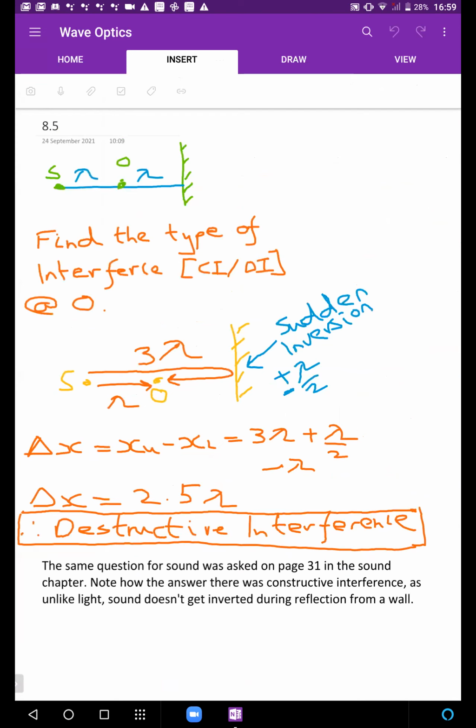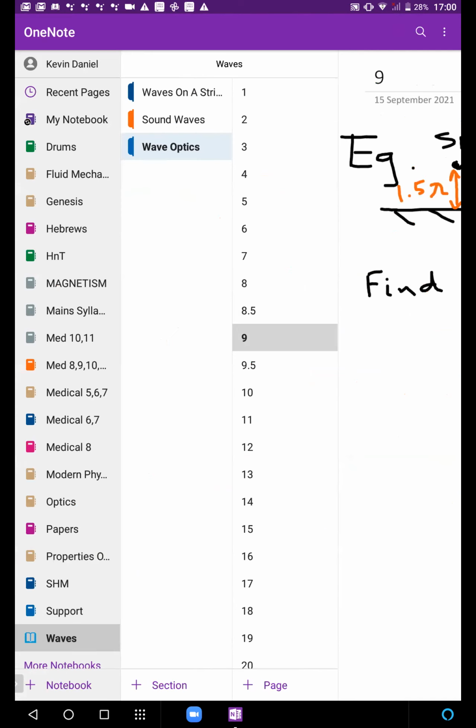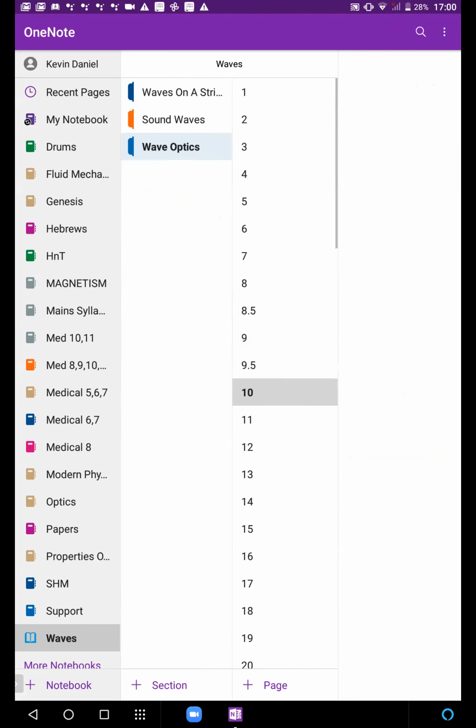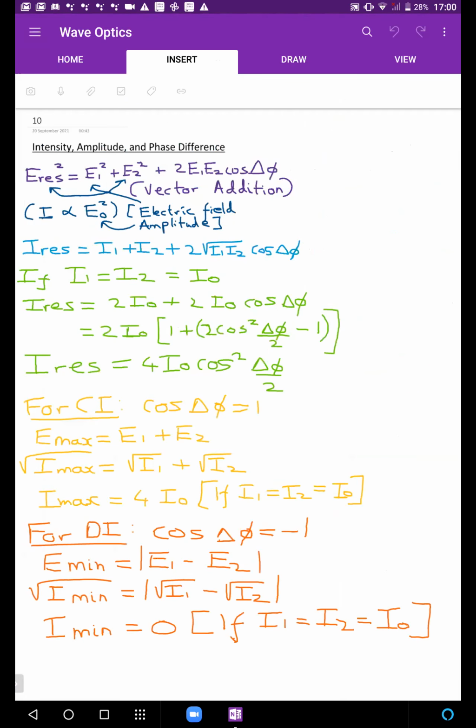Some more examples. Please try these examples. Okay? Please try these examples out. Now, some more. Do try them out. That will be a good revision. Then constructive interference or destructive interference.